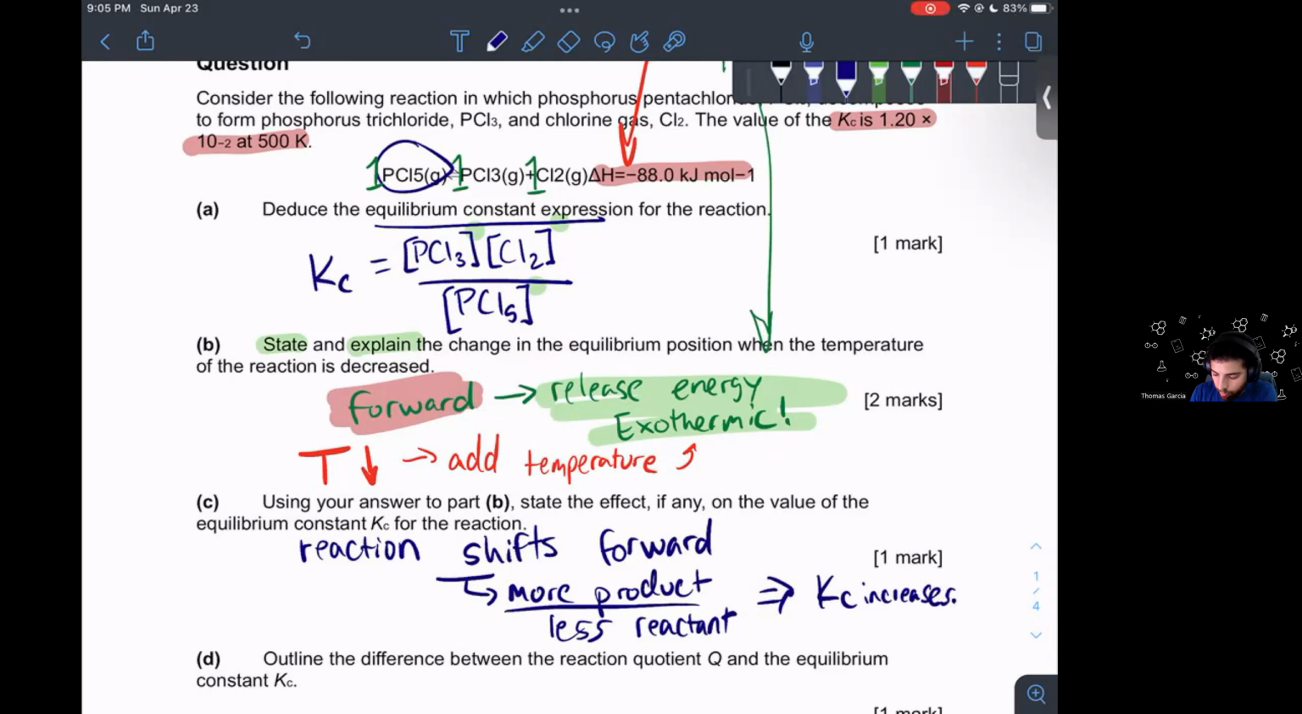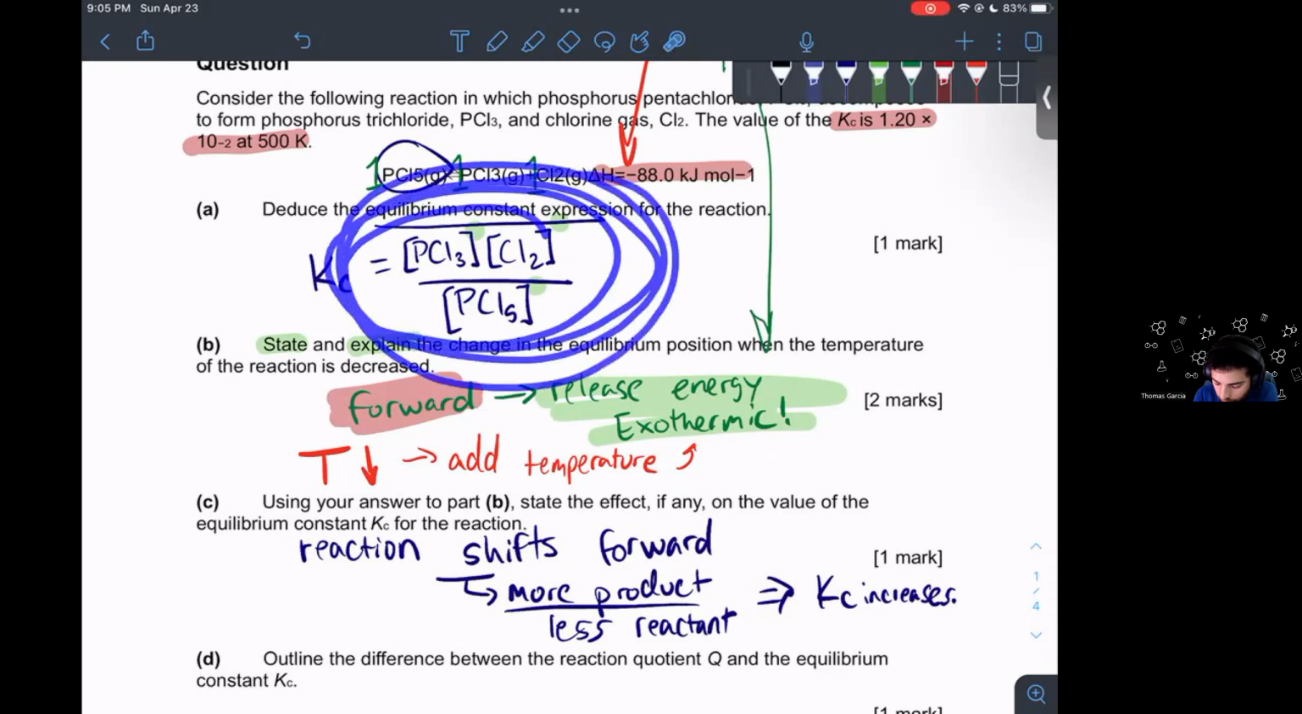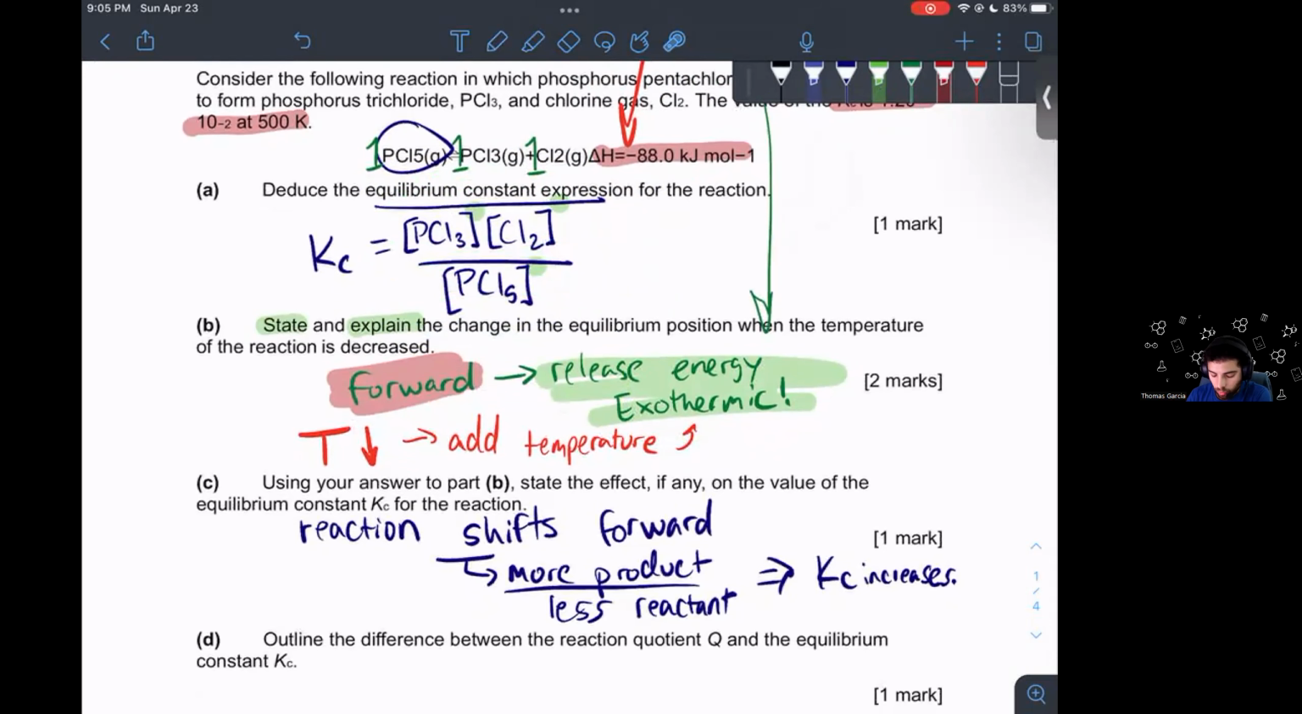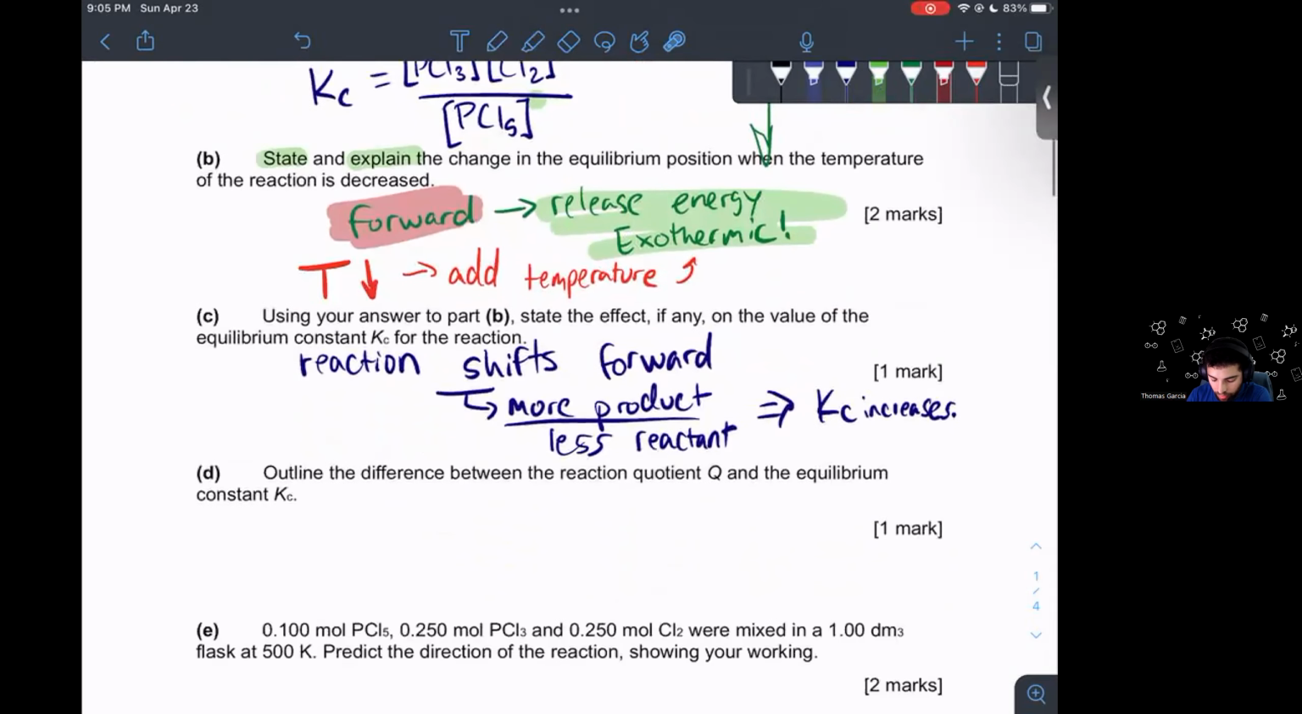Basically, all I'm saying is that if we go back to our equation up here, if we are making more of the PCl3 and more of the Cl2, and we're making less of the PCl5, the number on top gets bigger, the number on the bottom gets smaller, and therefore Kc increases. So you get 1 point for mentioning, honestly, all of that. You should mention that the Kc will increase because of the forward shift.